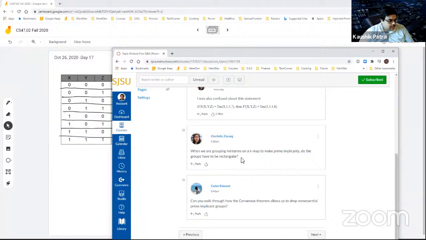It has to be rectangular. Charlotte, yes, it has to be rectangular. I'll probably explain it, but it has to be rectangular, at least conceptually rectangular. Can we walk through the consensus theorem and also dropping the non-essential prime implicant group? Yeah, we can do that too.